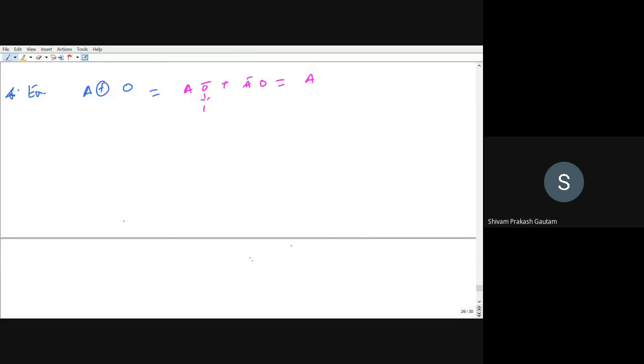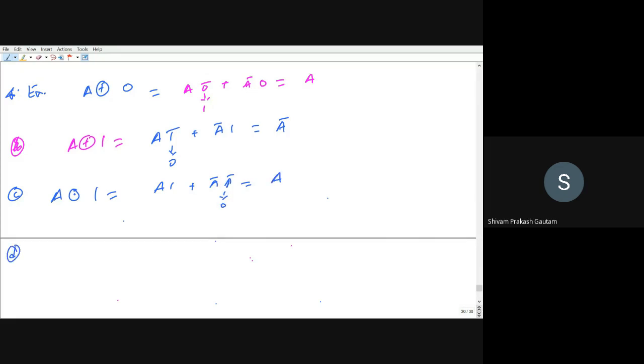Okay. Second example, A XOR with 1. A XOR with 1 will be A 1 bar plus A bar 1. So this will be equal to what? 1 bar will be equal to 0. So A multiplied by 0 will be 0, and A bar into 1 will be A bar. Third example, A XNOR with 1. A XNOR with 1 will be A into 1 plus A bar into 1 bar. So 1 bar is 0, so this term will be 0. So A into 1 will be equal to A.